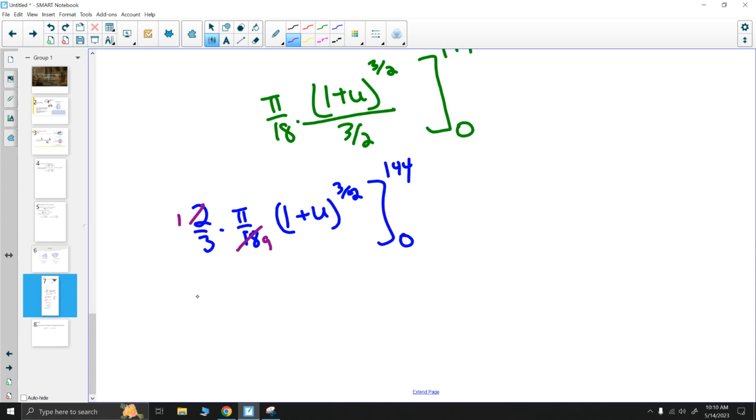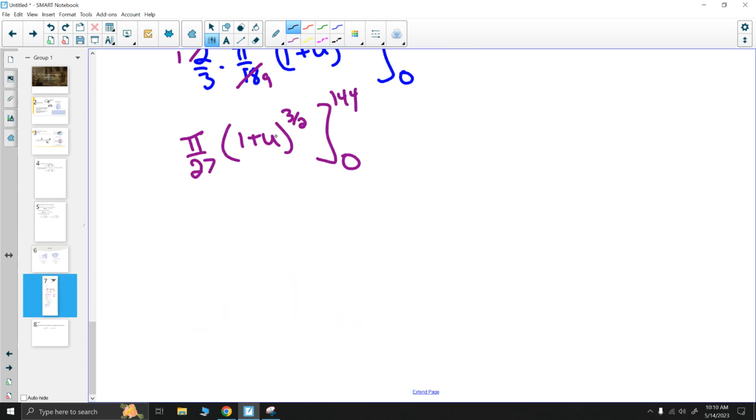So we get pi over 27 times 1 plus u to the 3/2 from 144 to 0. Now we'll go ahead and plug these in. 144 in here, we get pi over 27 times 145 to the 3/2 minus pi over 27 times 1 plus 0, so it's 1, something like that.